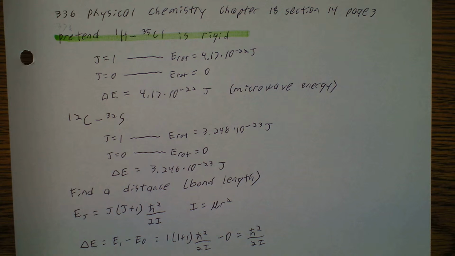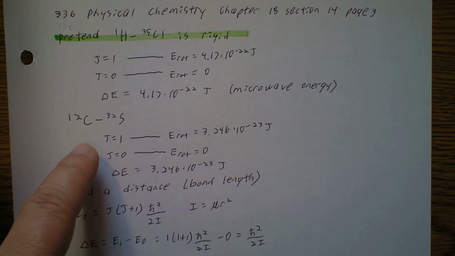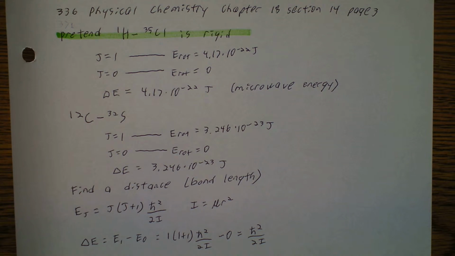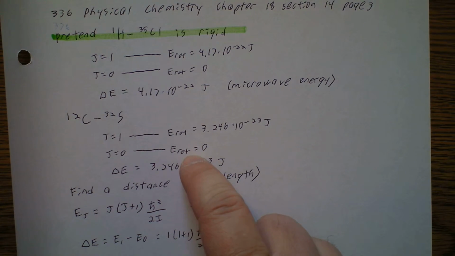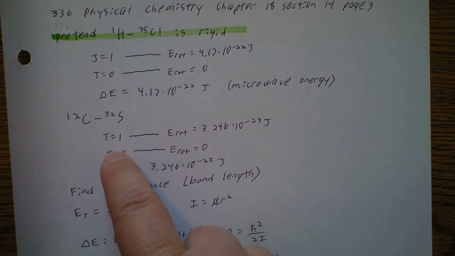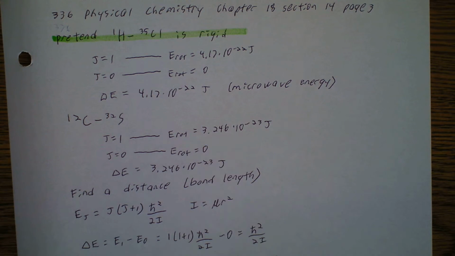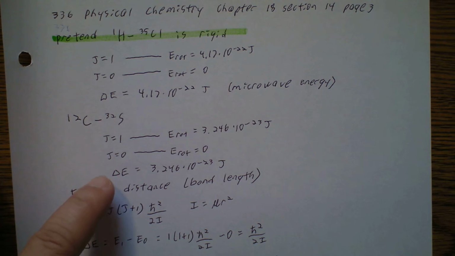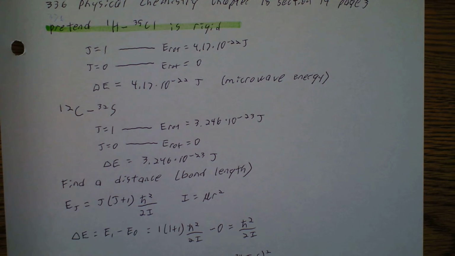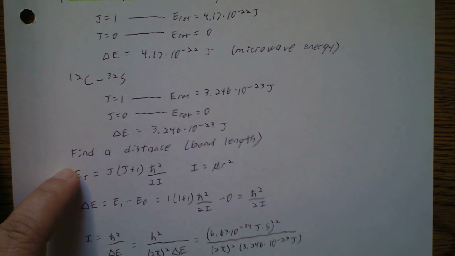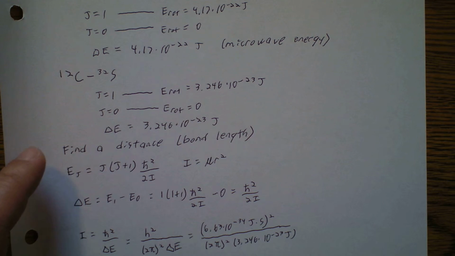Now for comparison, let's say we have a carbon-sulfur bond. This isn't necessarily a whole atom, I guess. Again, for J equal to 0, the energy of rotation will be 0. For J equal to 1, the energy of rotation will be 3.246 times 10 to the negative 23 joules. So the change in energy between those two levels is 3.246 times 10 to the negative 23 joules. From that, we want to know the distance between the two.